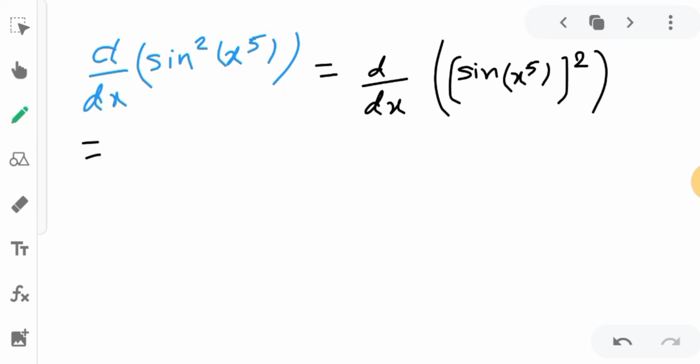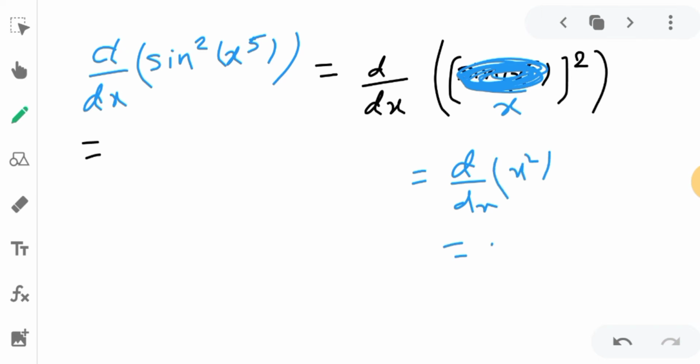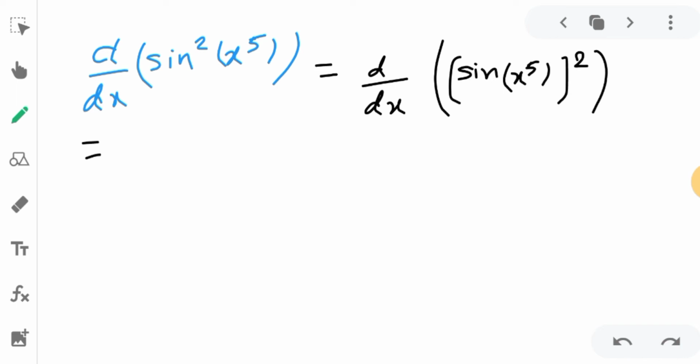If we treat sin x to the power 5 as x, replacing it with x, then you know the derivative of x square. The derivative of x square is 2 into x to the power 2 minus 1, which means 2x. So note the derivative 2x.